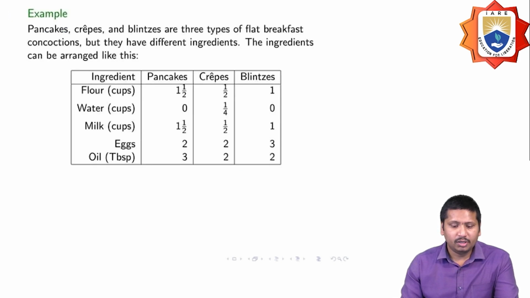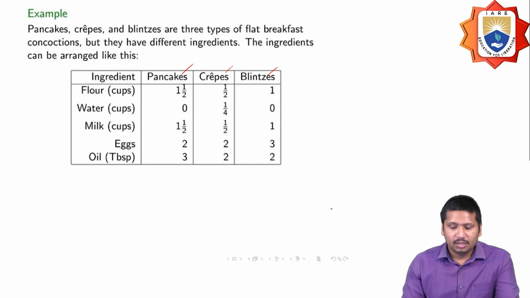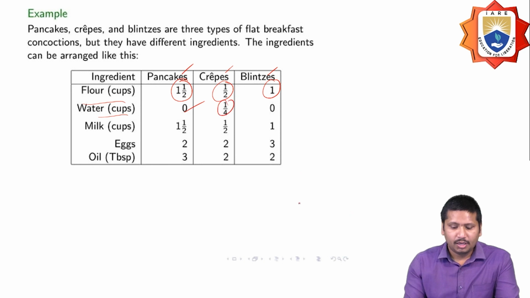Let's consider an example here. Pancakes, crepes, and billiards are three types of flat breakfast that can have different types of ingredients. Let's take pancakes, crepes, and billiards. For flour, pancakes take 1.5 cups, crepes half a cup, and billiards 1 cup. For water cups, there is no need. For eggs I need 2, 2, and 3, and oil in tablespoons. This is the problem I'm having here.